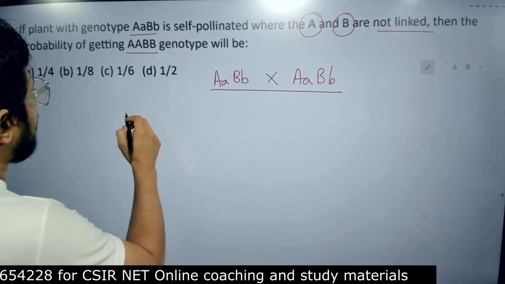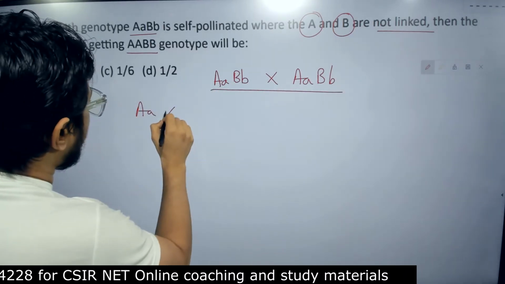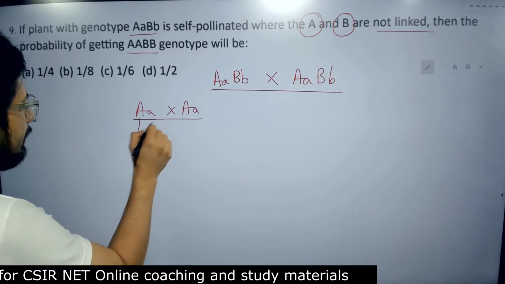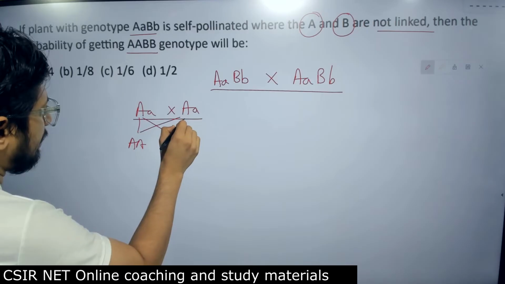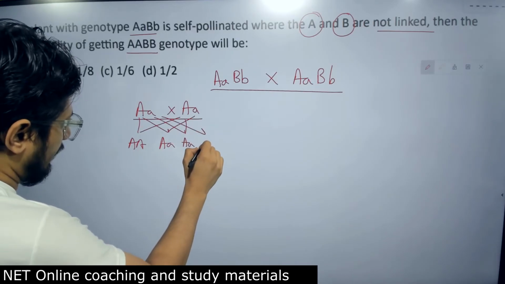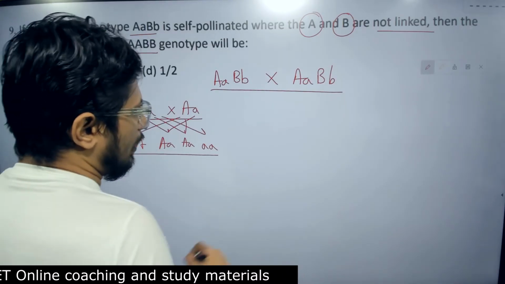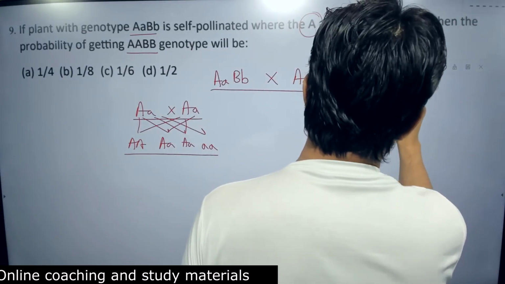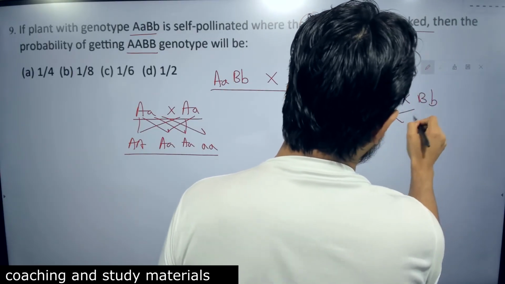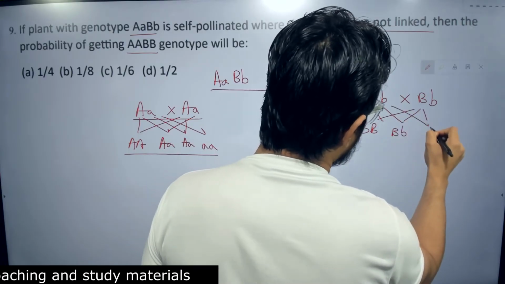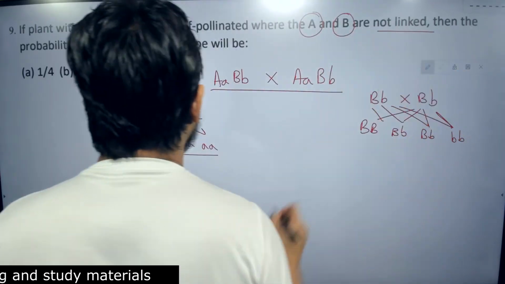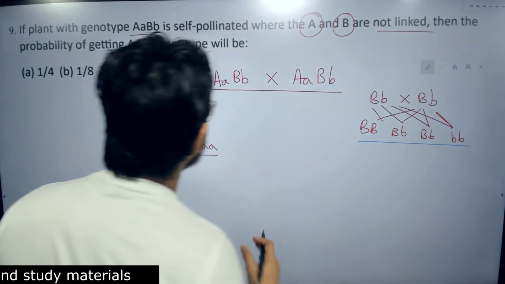How does it become easier? Look, capital A and small a, crossed with capital A and small a. Then 4 options will come: one is capital A capital A, one is capital A small a, one is capital A small a, and one is small a small a. These are the 4 options. For B also the same situation, right? Capital B capital B, this will be capital B small b, this will be capital B small b, and the last one will be small b small b. So what we are getting from here is clear results.